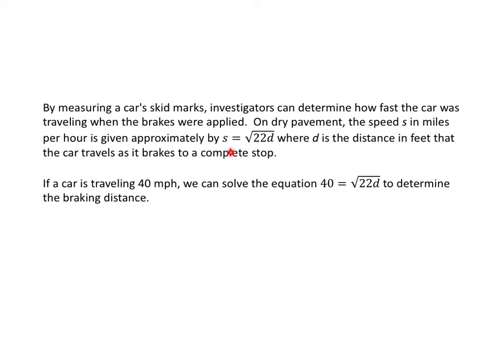If a car is traveling 40 miles an hour, you can actually solve this equation, and you can determine the braking distance. Interestingly enough, if you measure the length of the skid mark, you can use this equation to determine whether or not the car was speeding. This is called a radical equation because there is a variable underneath the radical sign, and that's what we'll be talking about in this lesson.